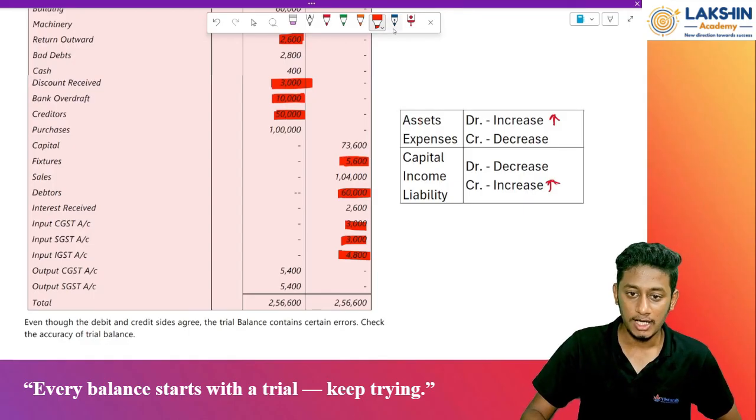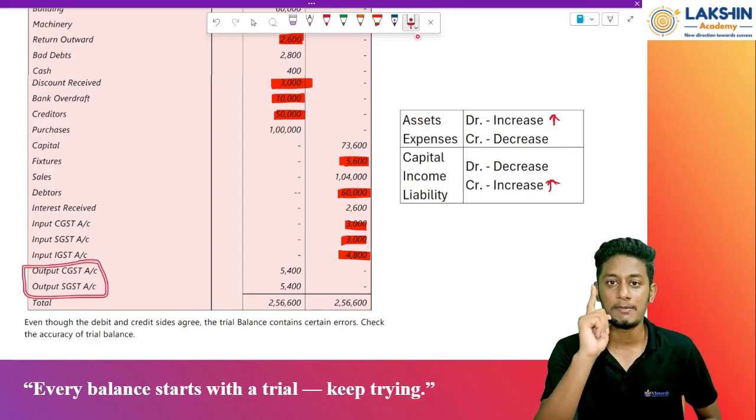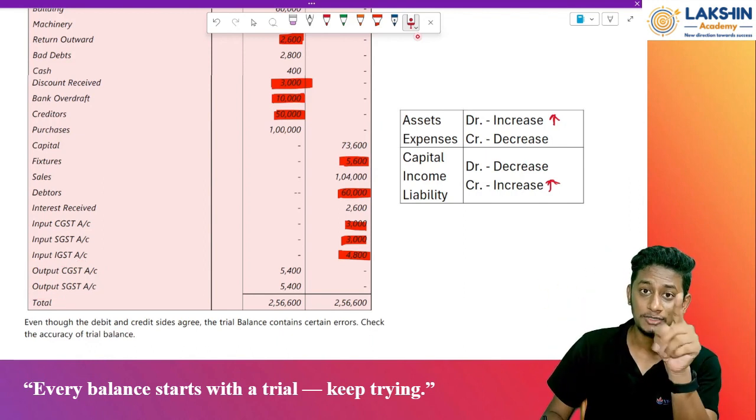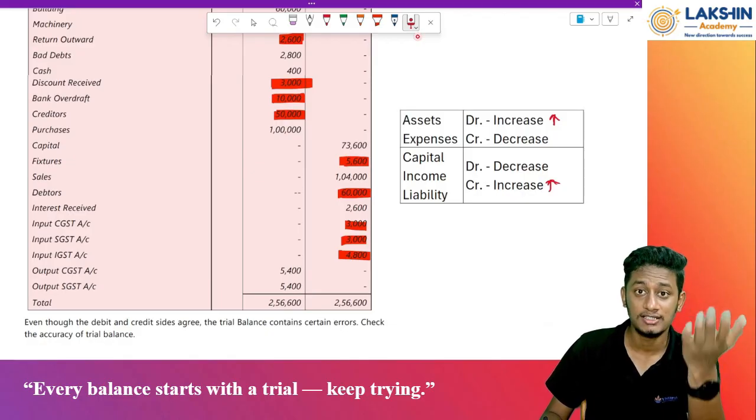Then coming to output liability. Remember the word output liability. We had studied it before. Okay. Output liability is what? Is my liability, sir. The word itself is liability.